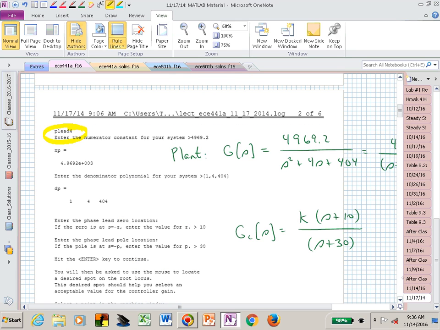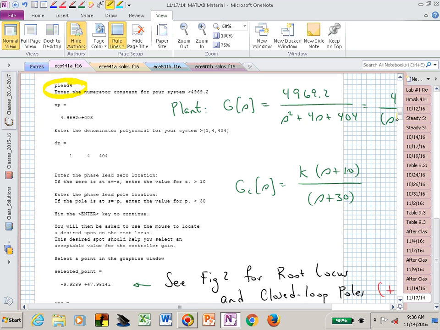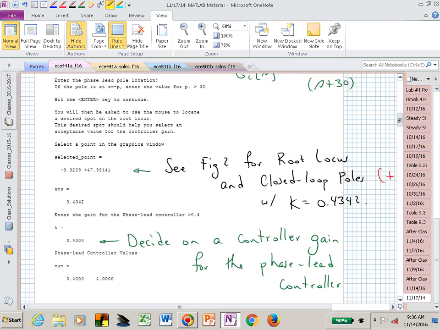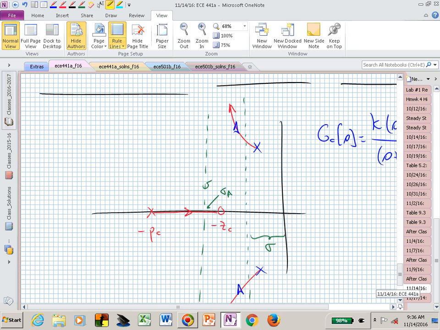But if we now go back and we start playing with P lead, we put in our plant, and now we plop down. It will ask you, select a point, and now you'll get a cursor in your MATLAB script, and you'll now need to locate a point in the complex plane, which is really what I'm doing right there. I'm clicking on that point. I'm locating my cursor on the root locus somewhere to the left of where I want to be to meet the settling time spec, and I hit my mouse button.